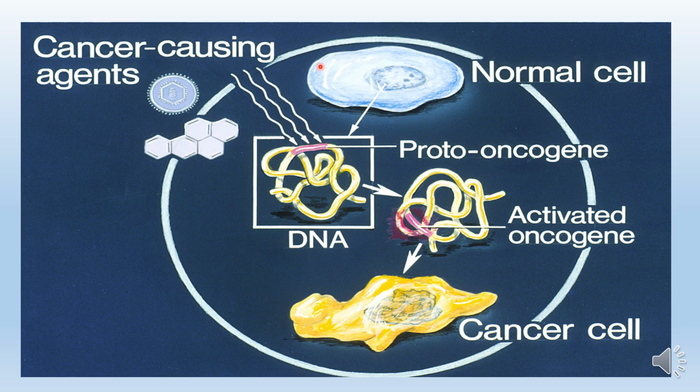Now this is a normal cell, and when the cancer causing agents, whether biological in the form of a virus, or any chemical or UV rays, affect the nucleus of the cell by activating the proto-oncogene, once this proto-oncogene is activated, it is converted to an activated oncogene, and the cell undergoes uncontrolled cell division and becomes a cancer cell.